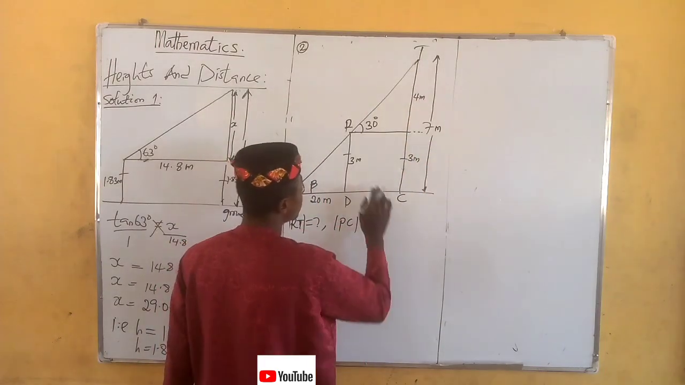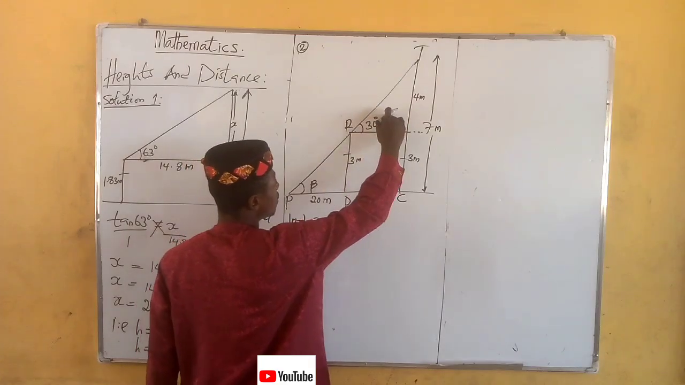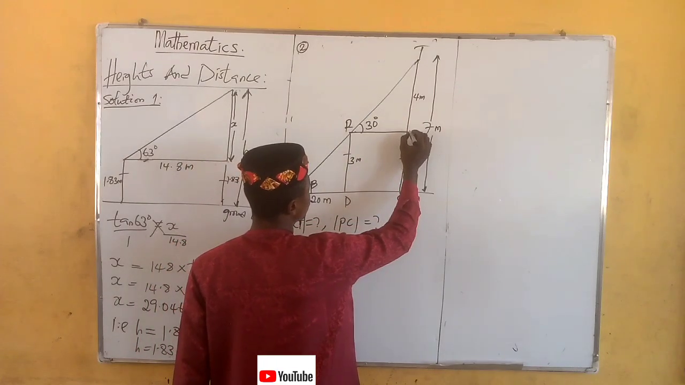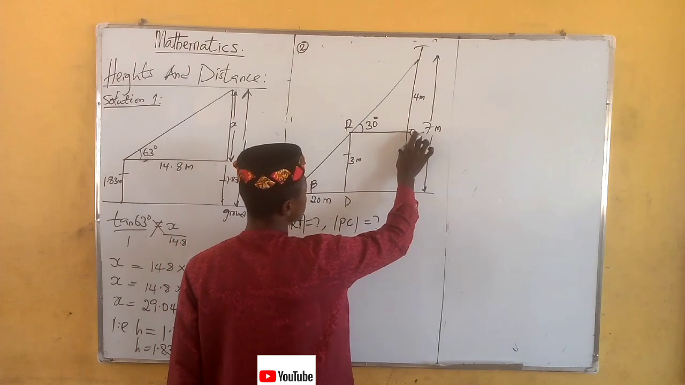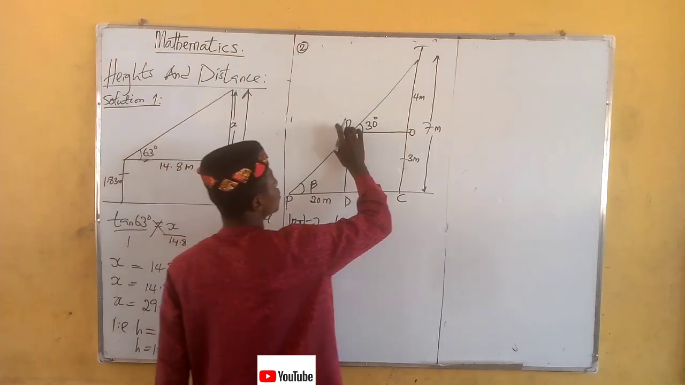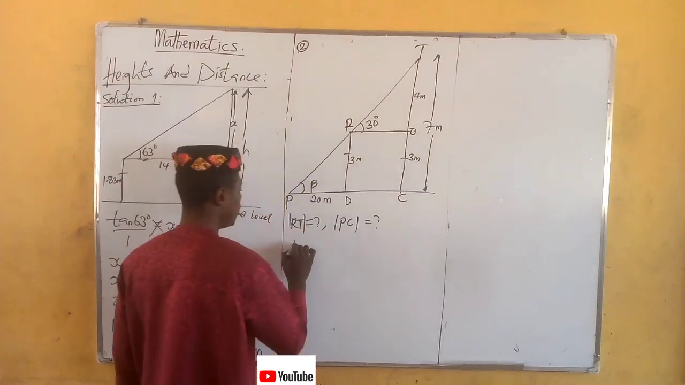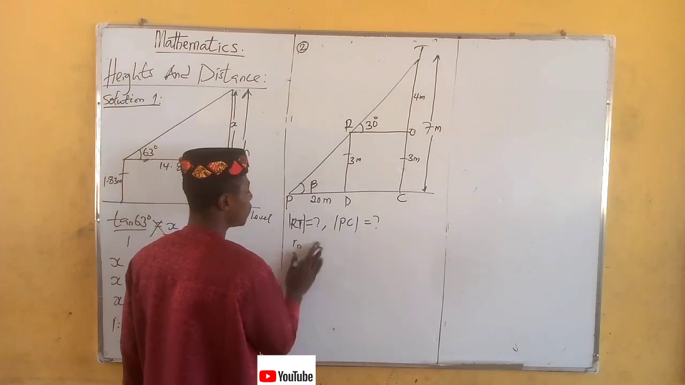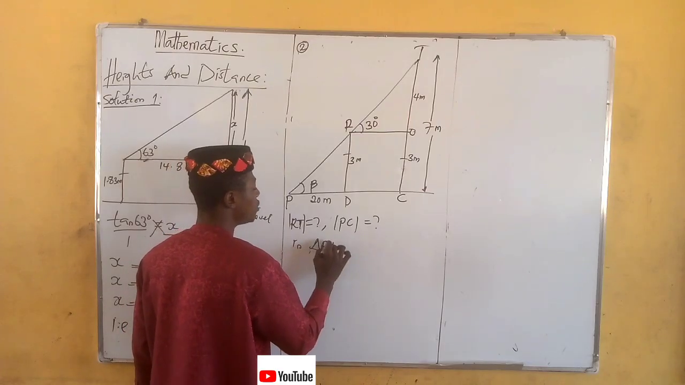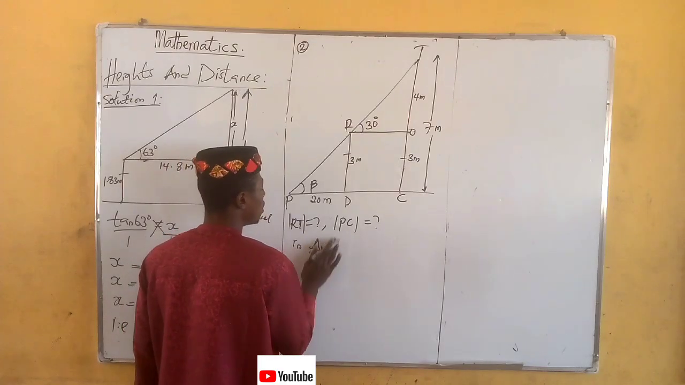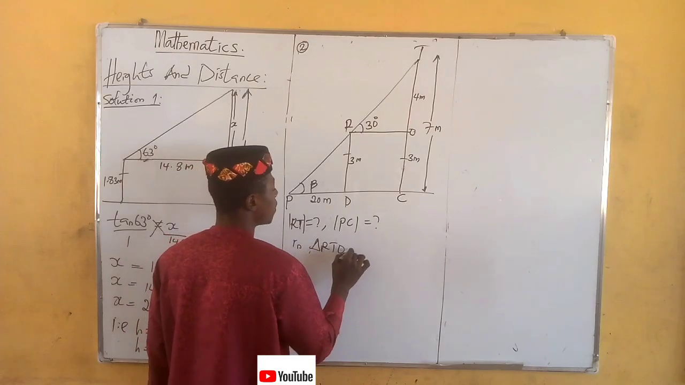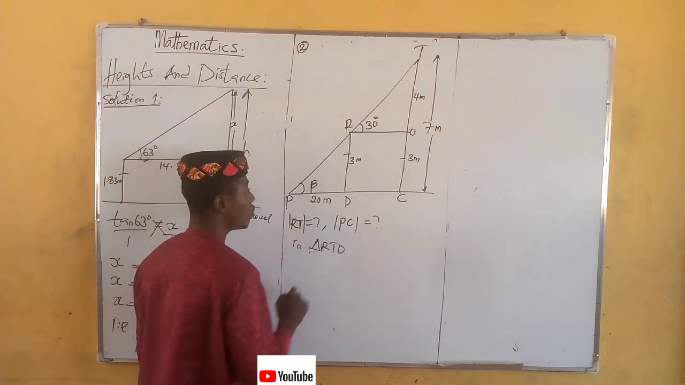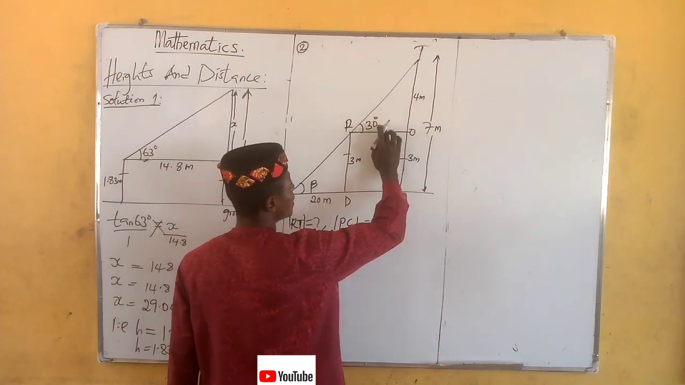So if this is the case, we can use, alright, let's turn this place to be O. Okay, let's say here is O. We can use triangle RTO. In triangle RTO, we discover that opposite, sine 30 is what?